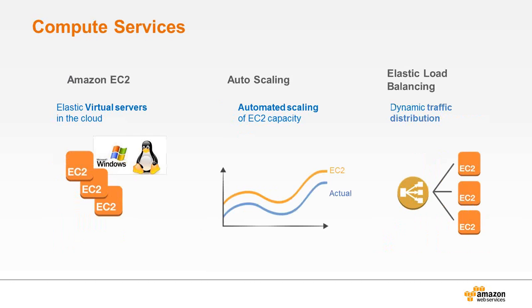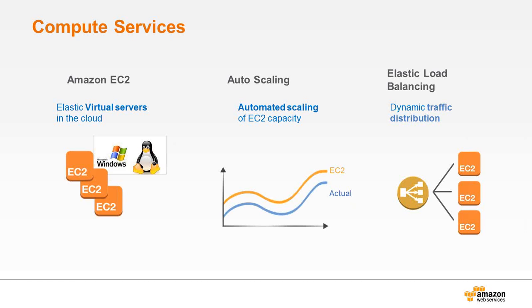The compute services that you see here, the first one of our flagship services, is Amazon EC2, or Elastic Compute Cloud. It's resizable compute capacity in the cloud. Elastic virtual servers in the cloud running Windows and Linux distributions. You're able to obtain and boot a new server in minutes. You can quickly scale up and down as your requirements change. The good thing about it is you pay only for the capacity that you use.